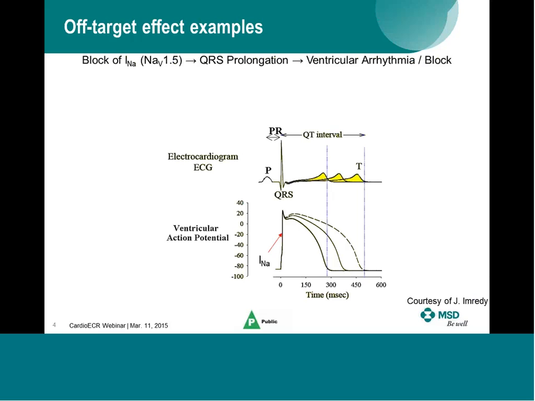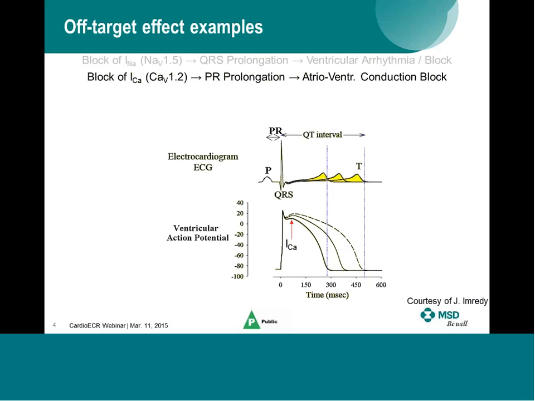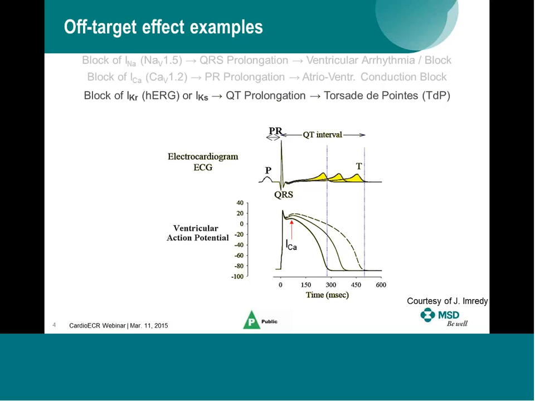So for example, if you block the sodium 1.5 channel, the result is QRS prolongation, which could lead to AV block. Actually, it's a ventricular arrhythmia. If you block the calcium 1.2 channel, it could cause PR prolongation. This one could cause AV block.